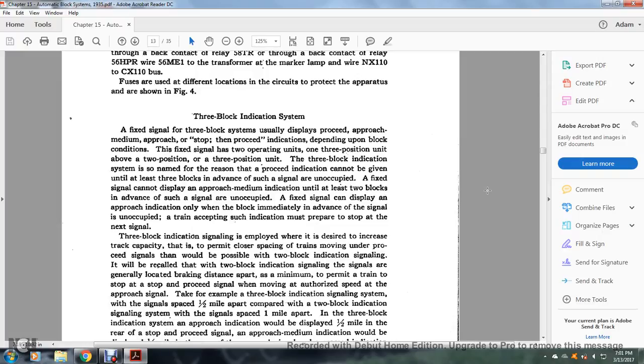Alright, Chapter 15, Automatic Block System, 1935, American Railway Association, American Railroad. Chapter 15, Automatic Block System, 3-block indication system.